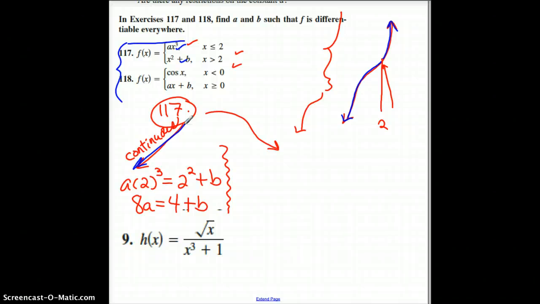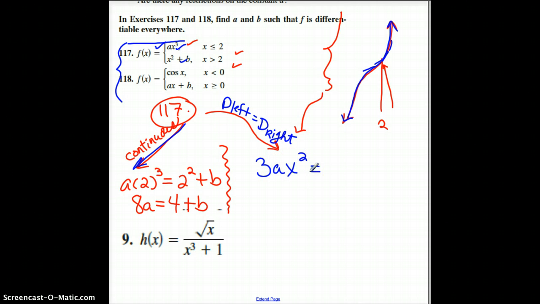What I need to do now is, the way you make sure that it's a smooth seal is you have to make sure that the derivatives approach each other. So what I like to say is that in order to make it smooth, the derivative as you approach from the left has to equal the derivative as you approach from the right, creating a smooth seal right there. So we go back up to the original function and we take the derivative. And we say, well, that would be 3ax squared.